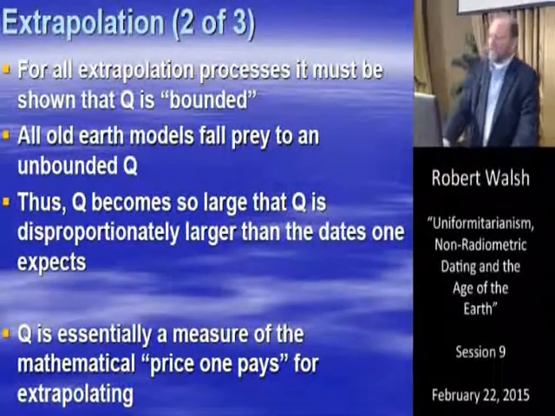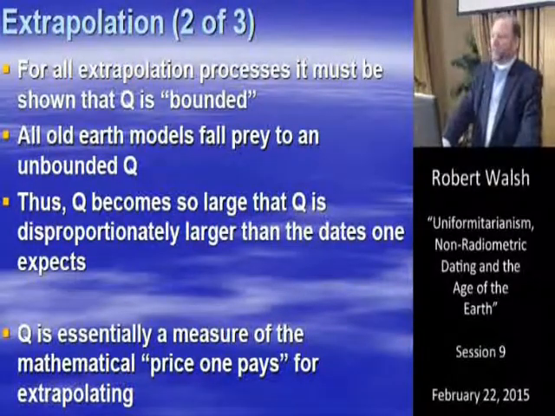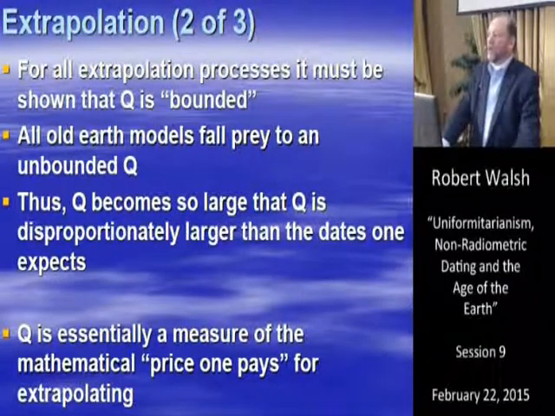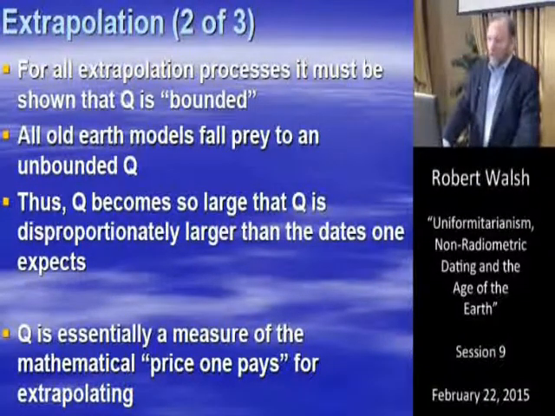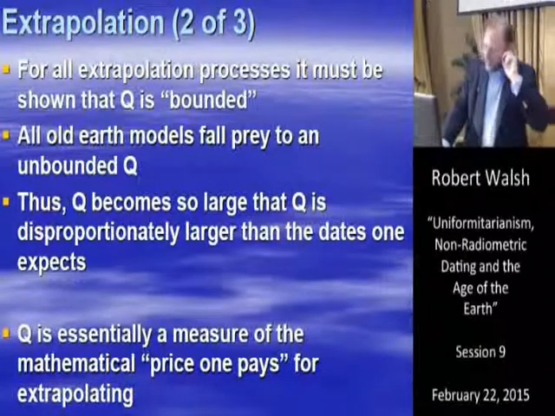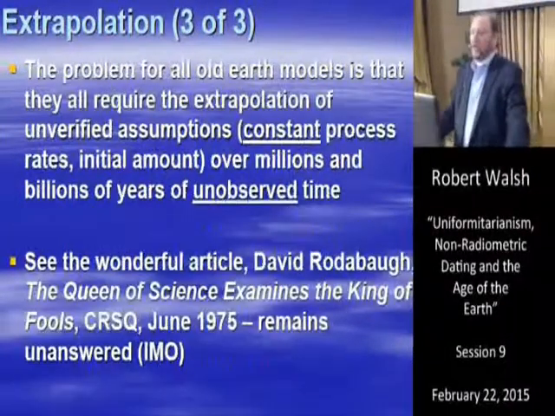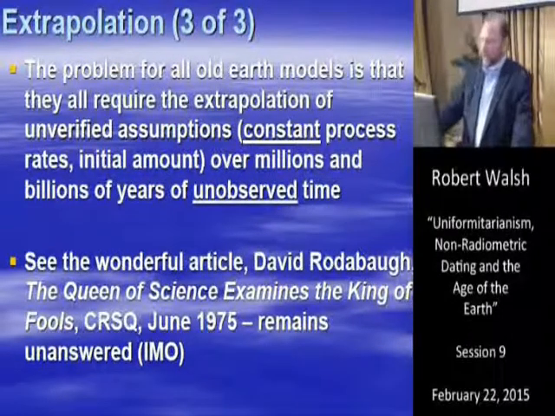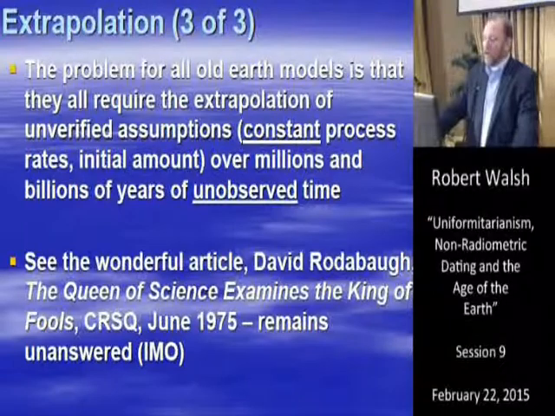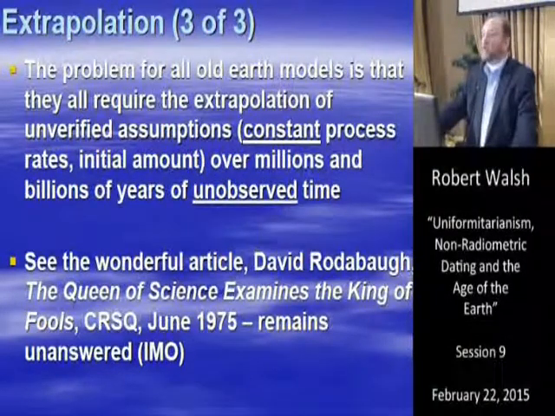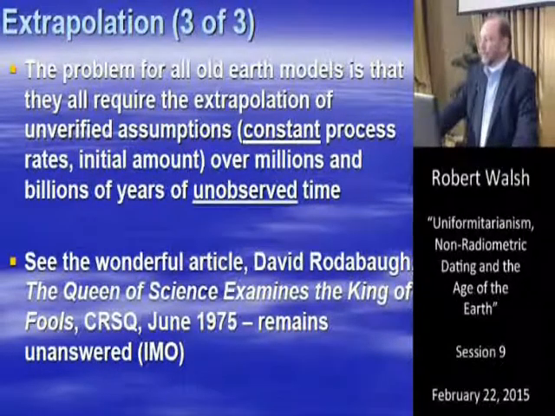And so what is Q? It's essentially the measure of the mathematical price that you pay for the very process of extrapolation. Okay? The problem for all old Earth models is that they all require the extrapolation of unverified assumptions, such as constant process rates and knowing the initial amounts of what you have, over millions and billions of years of what? Unobserved time. Why do we have to make sure that Q is bounded? Because we have a model that's not scientific, is it?